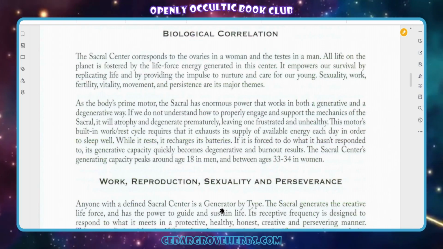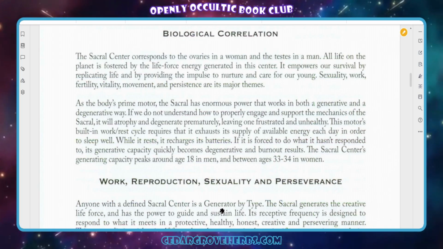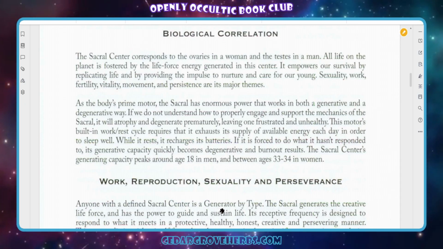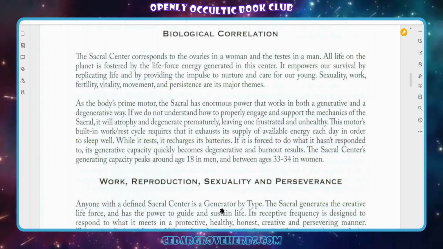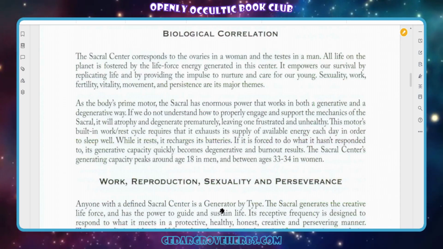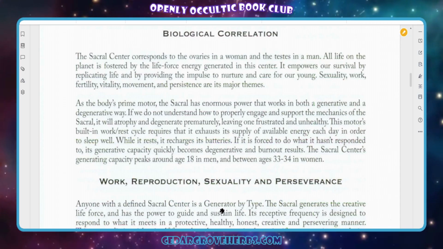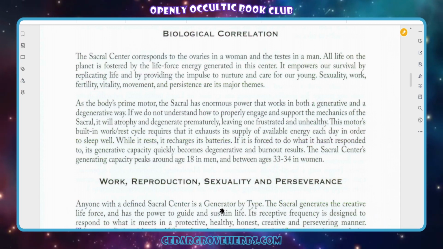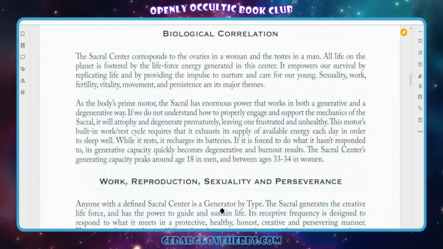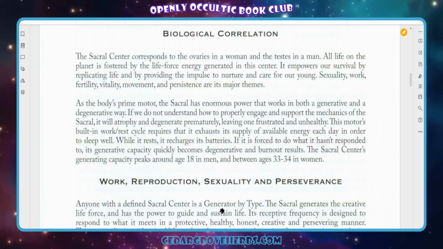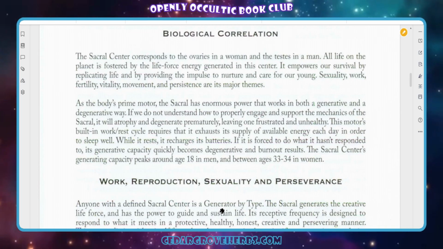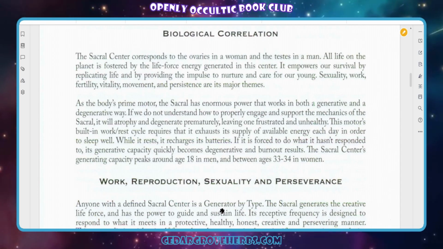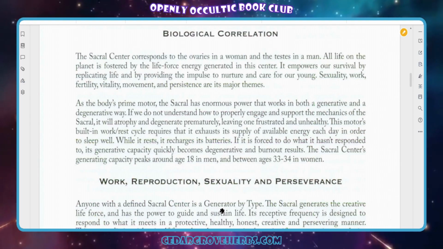This motor's built-in work rest cycle requires that it exhausts its supply of available energy each day in order to sleep well. While it rests, it recharges its batteries. If it's forced to do what it hasn't responded to, its generative capacity quickly becomes degenerative and burnout results. The sacral center's generating capacity peaks around age 18 in men and between ages 33 to 34 in women.